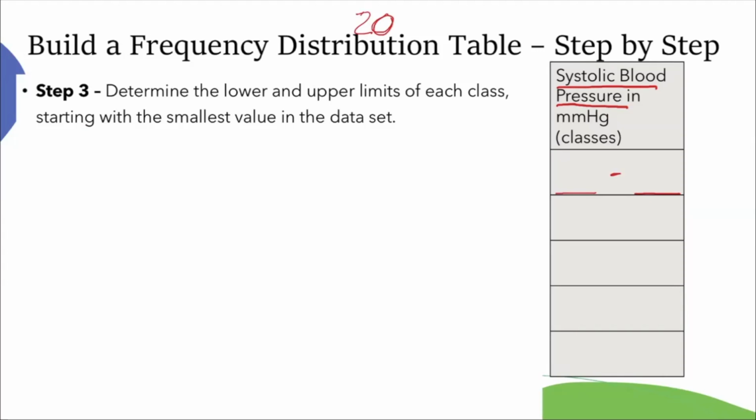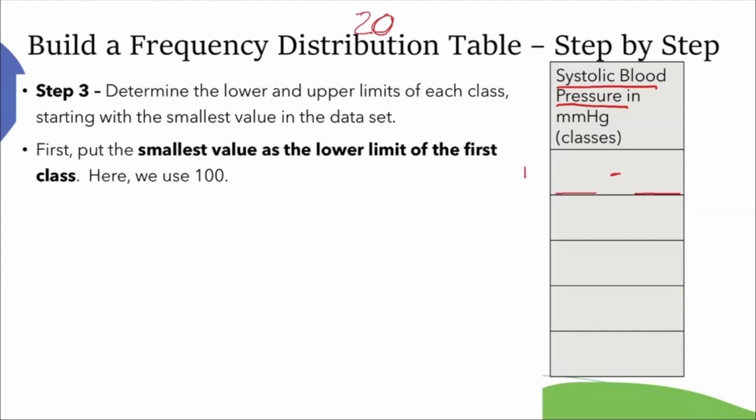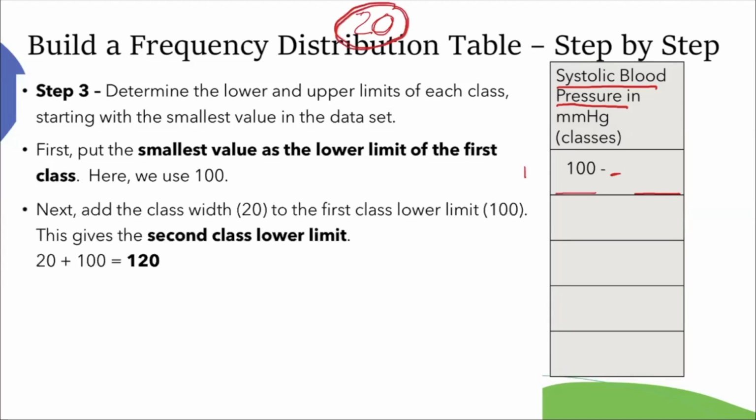So the very first class has a lower limit that is equal to the smallest data value. So since that smallest data value is 100, 100 is the lower class limit. Before we figure out the upper class limit, I'm going to show you a technique that makes things much simpler. We're going to take our class width 20 that we discovered before, and we're going to add it to 100. That's going to give us the lower limit of the second class. That's 120. Then we're going to add the class width 20 to 120, and we're going to get the lower limit of the third class, 140.